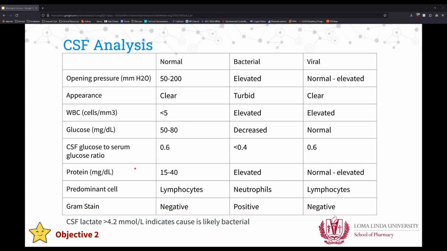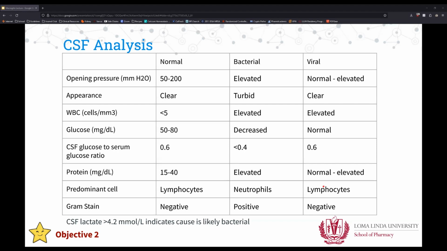And then moving forward, our proteins are going to be 15 to 40. And then it's going to be elevated in the bacterial cases, and then normal to elevated in the viral cases. And then one of the big things that help us determine within our CSF analysis is what cell is predominantly found. So lymphocytes are what are normally found. However, in bacterial cases, a big telltale sign is going to be the presence of neutrophils, whereas in viral cases, those are going to be lymphocytes as well.